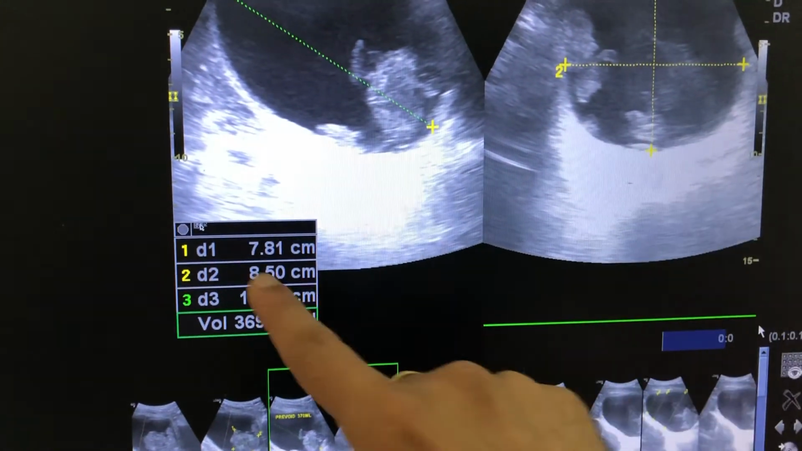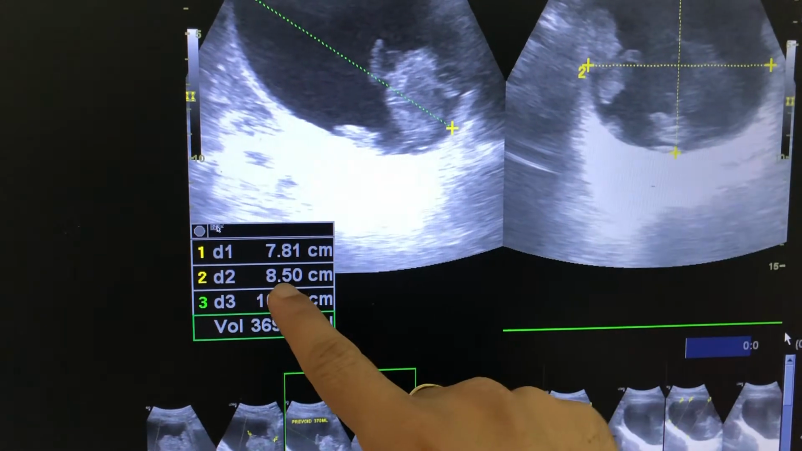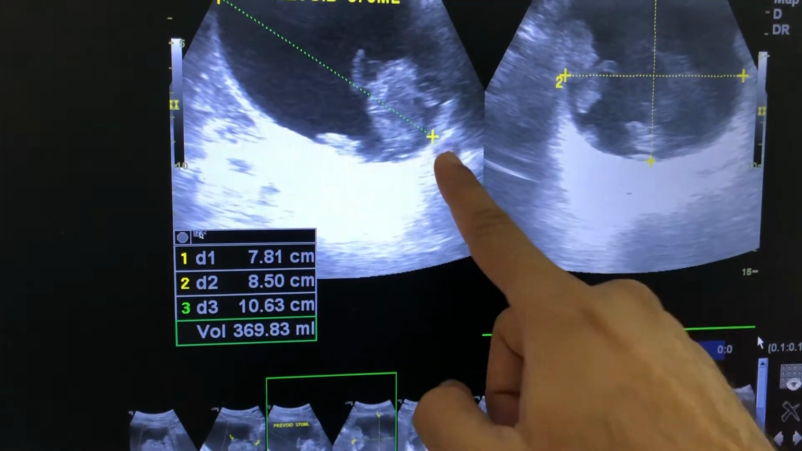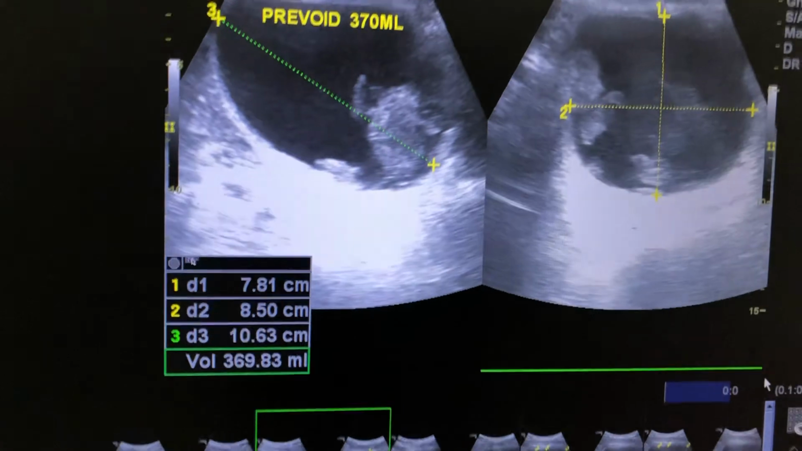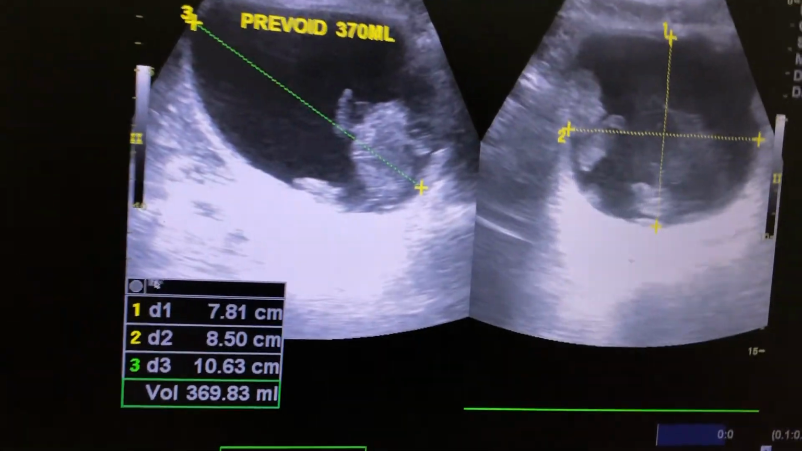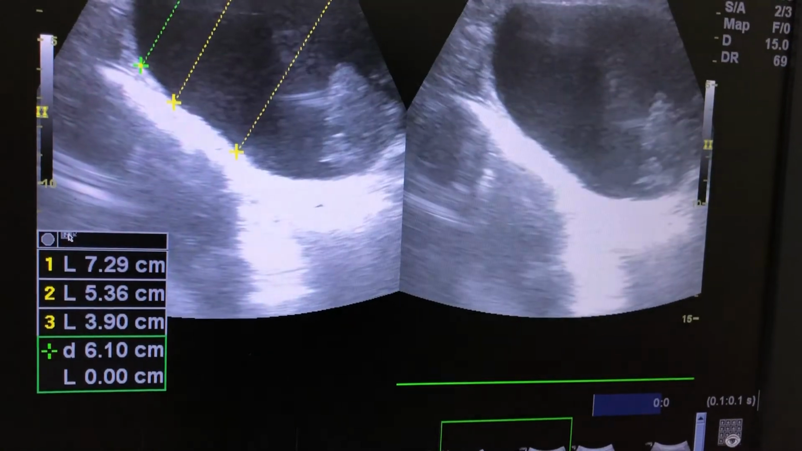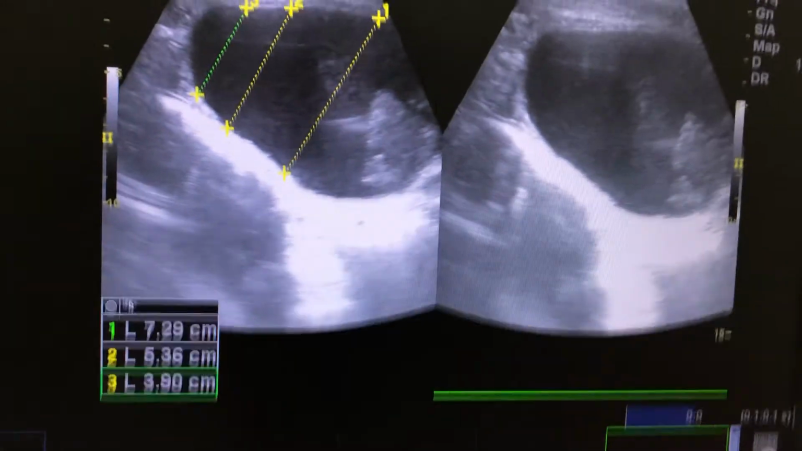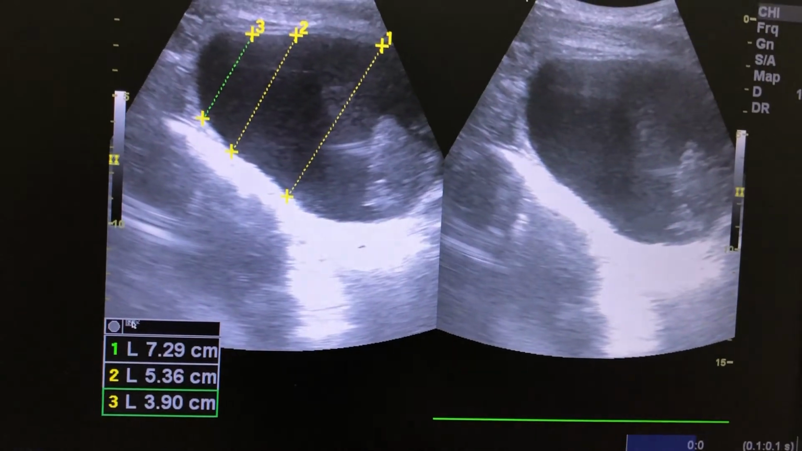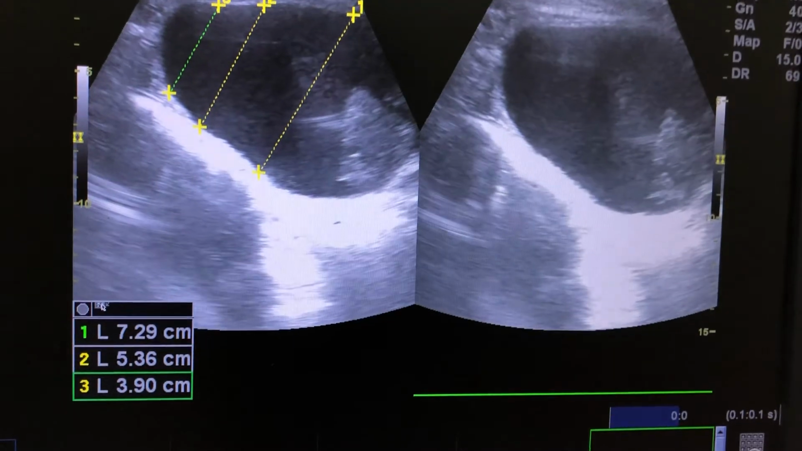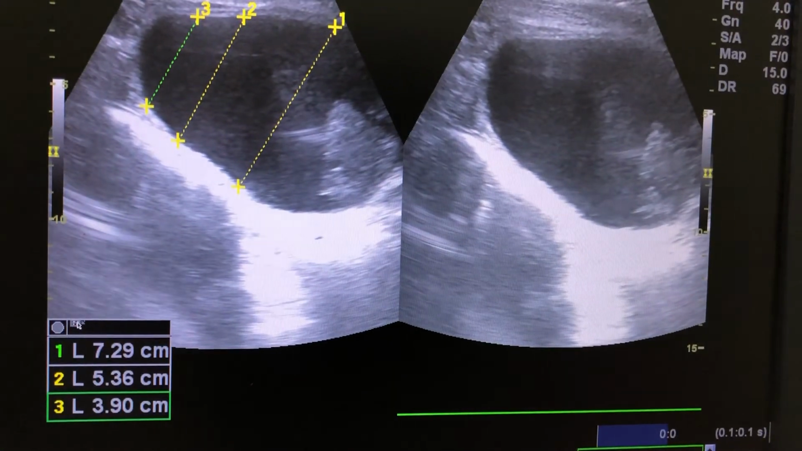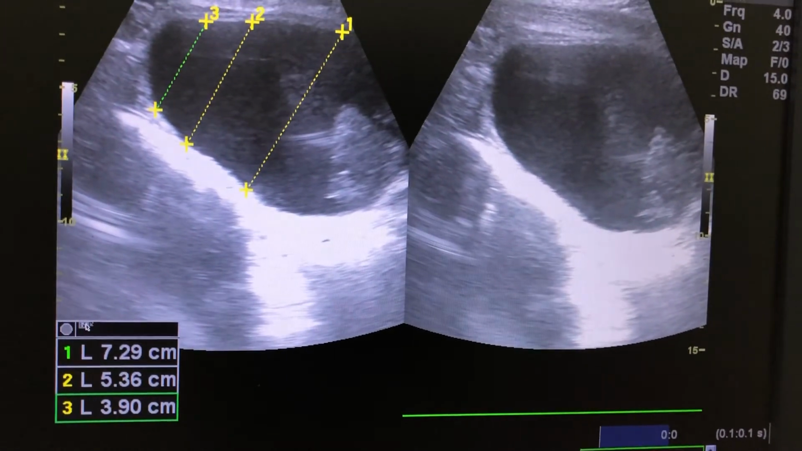This is the anteroposterior, it is 7. This is transverse, it is 8. This is longitudinal mid sagittal, it is 10. This was the post void. I had not measured the volume because it was nearly the same.